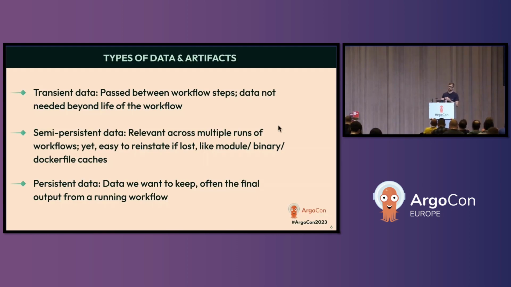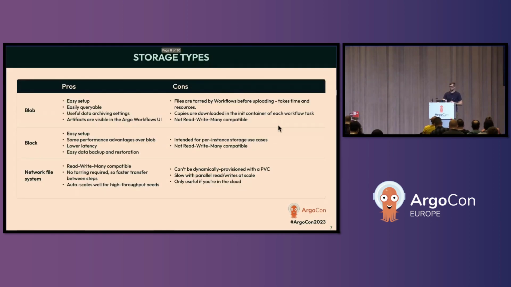And so on the semi-persistent level, we might not be too worried about if it's lost. We can pretty easily reinstate it, like Docker file caches. But then there's persistent data where we definitely want to keep it. It's typically the fully processed output of a workflow. So we'll just be keeping that in mind as we look into the workflows we're looking at today and how we want to manage these artifacts.